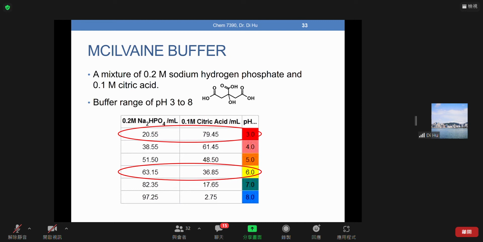Okay, so if it's pH of 3, that is about 20% of this sodium hydrogen phosphate with 79% of citric acid. And if you want pH equal to 6, you increase the level of sodium hydrogen phosphate to 63%. Okay, so this is just to show you what this buffer means.